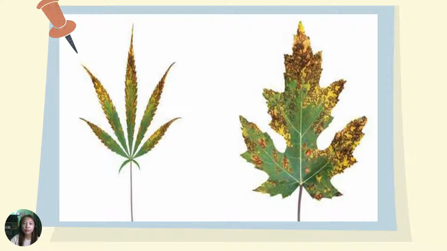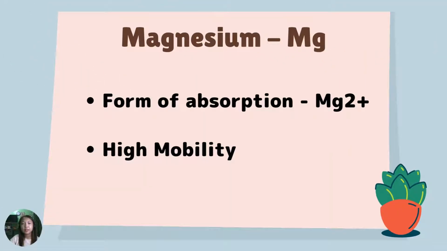Okay, if you look at the example, as you can see, the edges or the tips of the leaves of the plants turn yellow-brown in color. I mean to say, it is either lacking calcium or there is too much calcium present in it. Okay, another element or nutrient needed by plants is magnesium.